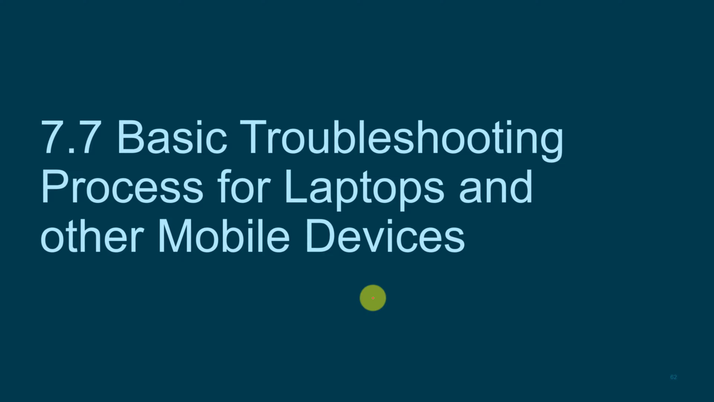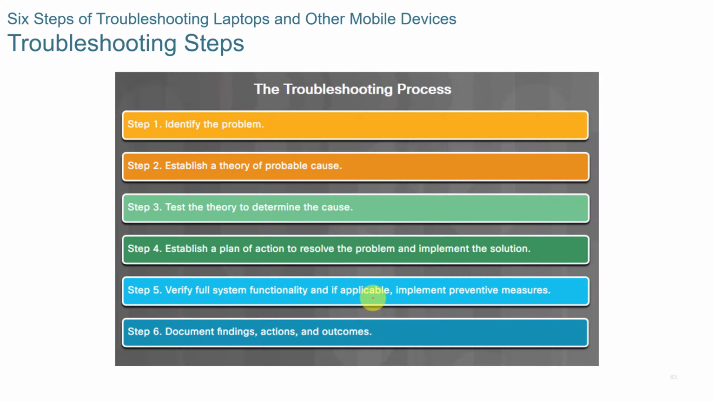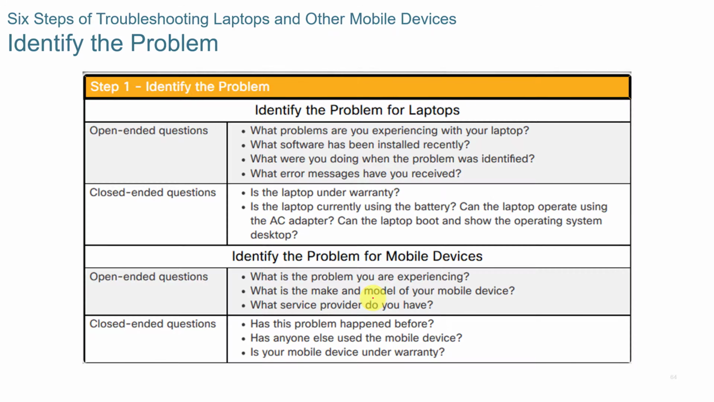Basic troubleshooting process for laptops and other mobile devices. As we've learned in previous chapters, we're going to follow the 6-step troubleshooting process. And what I'm going to do on each one of these screens is just leave them up for a few seconds. I'm not going to go through these questions, but you can pause the video if you want to on each one of these to read them.